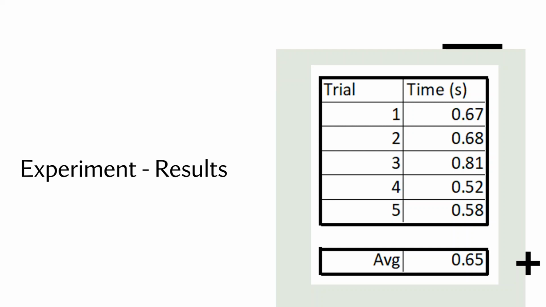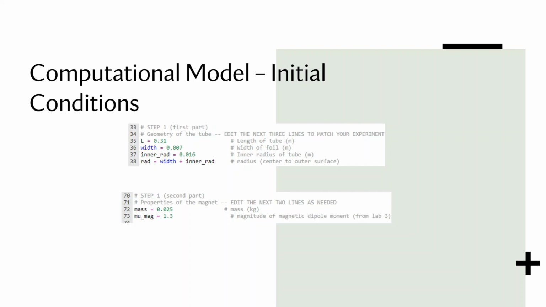These were the results from the experiment. We did 5 trials to obtain an average fall time of 0.65 seconds through the tube, moment of entrance to moment of exit. The next step in this lab was to computationally model the experiment using GlowScript.